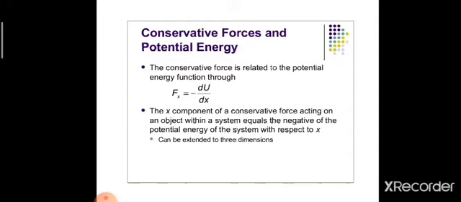The conservative force is related to the potential energy function through the relation F(x) equals minus dU by dx. The x component of a conservative force acting on an object within a system is equal to the negative of the derivative of the potential energy of the system with respect to x. In short, conservative force and potential energy are related through F(x) equals minus dU by dx.